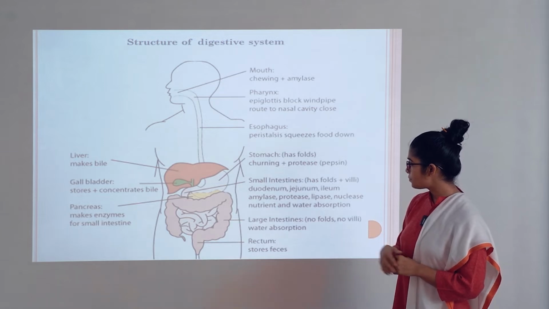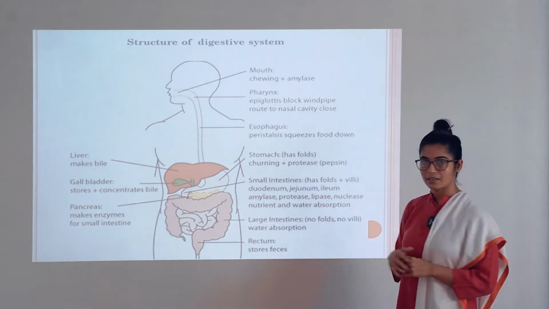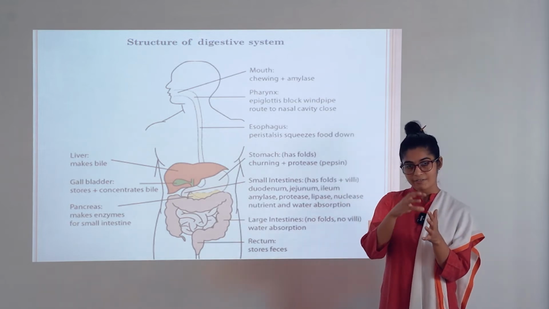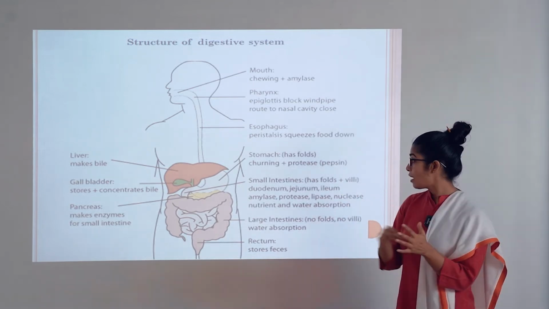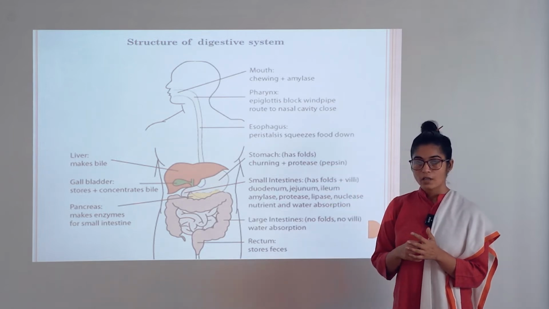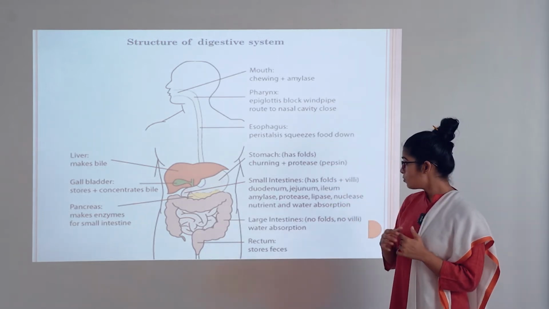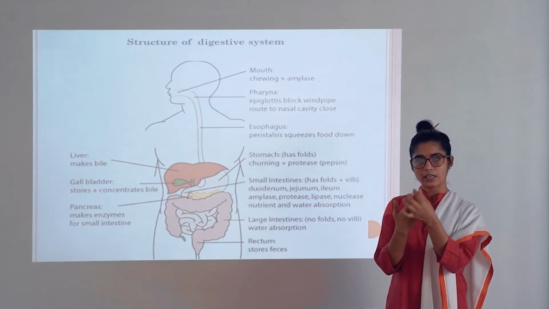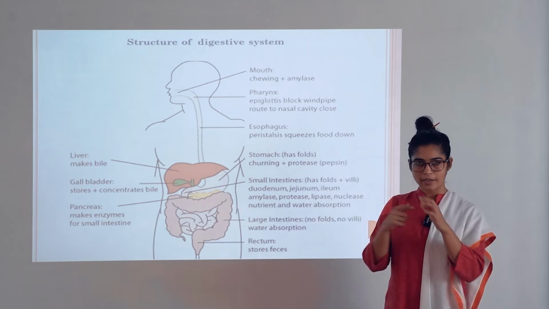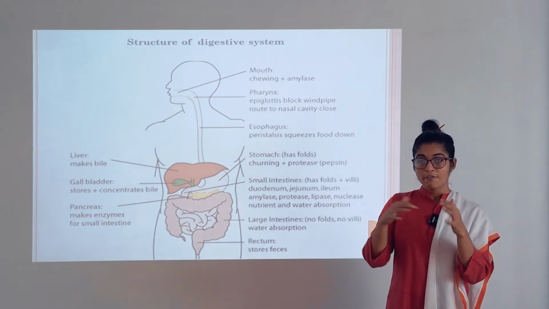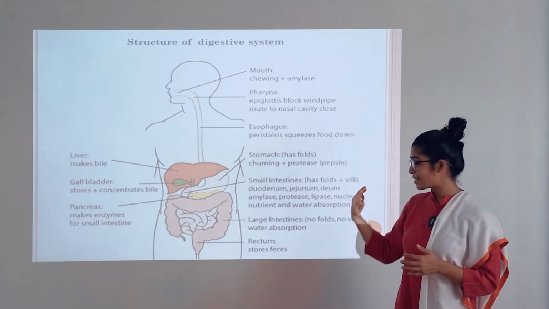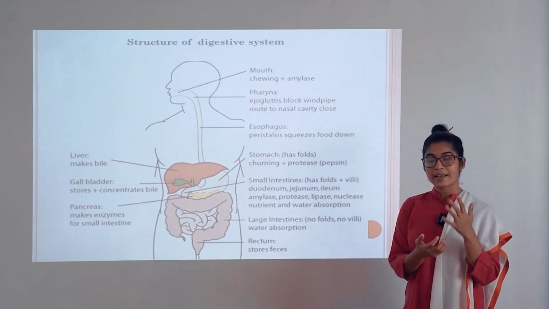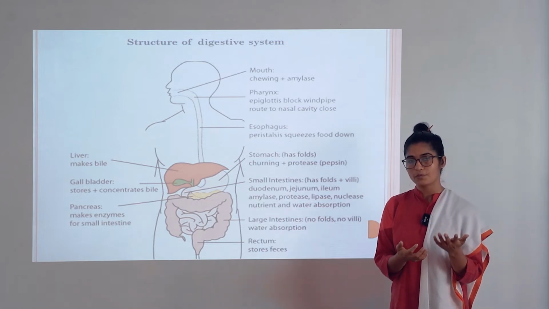After that, what we see? The small intestine. It also has folds, a specific structure inside, as the stomach has. And the small intestine also has villi. These are very small, very fine finger-like projections, called villi, located inside the small intestine. All these folds and villi are really helpful for the digestion of the food and also for absorption.